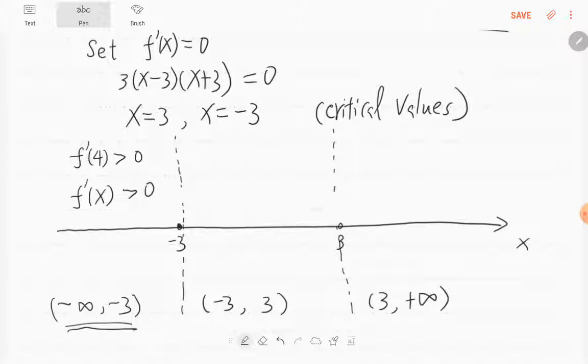Why? Because if you have another point which is less than 0, that means you must have some point to make the derivative equal 0, right? But we know 3 and negative 3 would be the only 2 points to make the derivative 0. So it is impossible to get another point in this interval to have the derivative 0. Otherwise, it would be a contradiction, right?